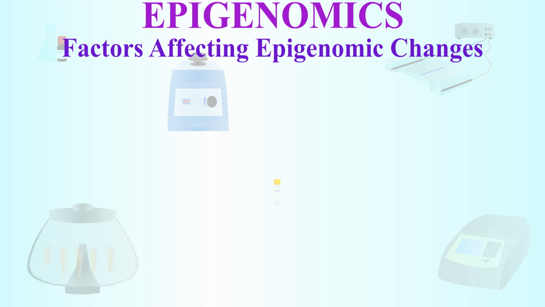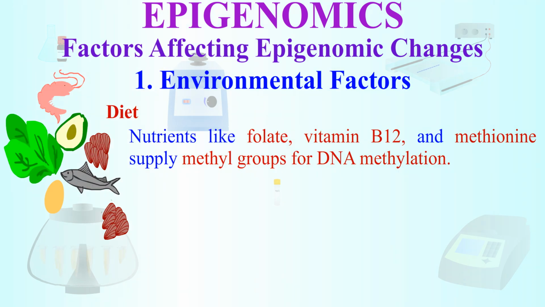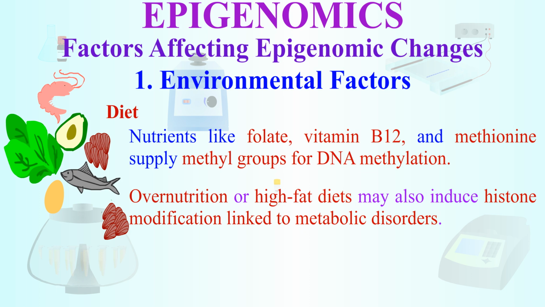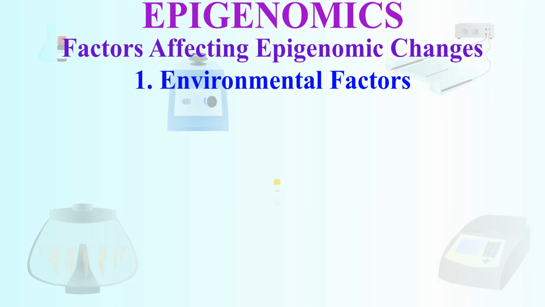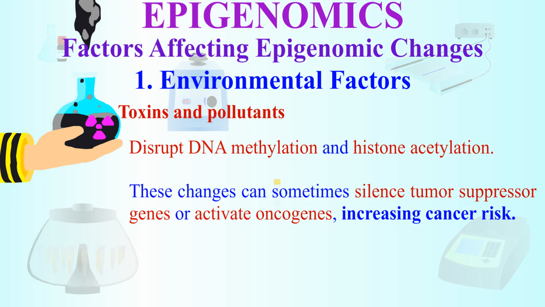Factors affecting epigenomic changes. 1. Environmental factors. The environmental factors include diet. For example, nutrients like folate, vitamin B12, and methionine supply methyl groups for DNA methylation. At the same time, overnutrition or high-fat diets may also induce histone modification linked to metabolic disorders. Another environmental factor is toxins and pollutants, which disrupt DNA methylation and histone acetylation. These changes can sometimes silence tumor suppressor genes or activate oncogenes, increasing cancer risk.